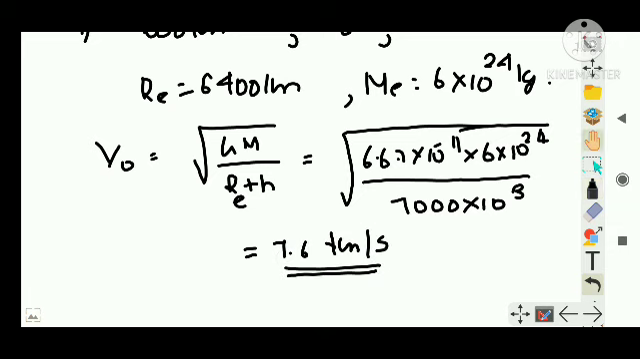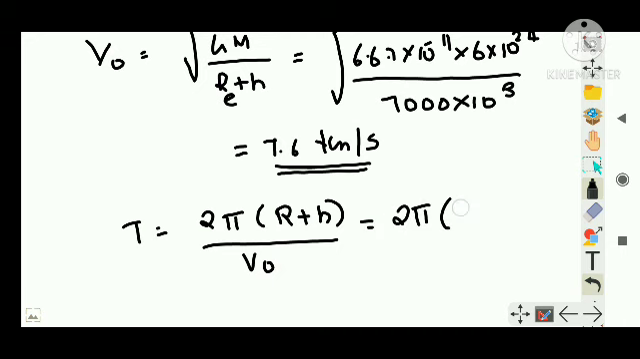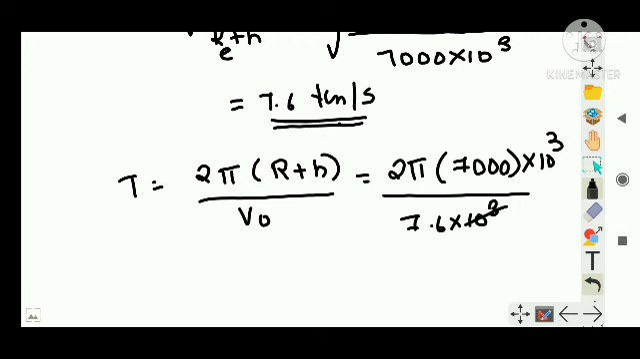Now comes the time period section. You can either go by the longer tedious job, or it is very easy by the derivation. Remember, time is equal to 2 pi r, here 2 pi into r plus h, divided by the orbital velocity. So 2 pi into 7000 into 10 to the power 3 divided by 7.6 into 10 to the power 3, so you can cancel 10 to the power 3. After calculation you will get 5.8 into 10 to the power 3 seconds. That is the time period of rotation of this satellite. Clear? Very simple problem, right? Later on we'll do good questions.